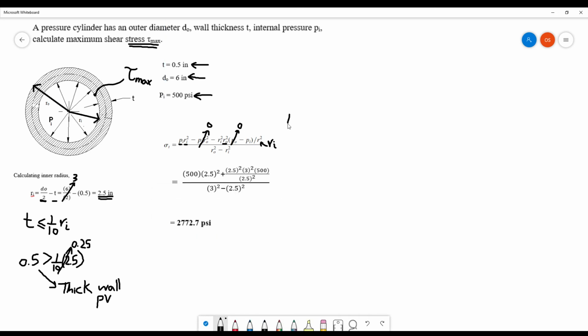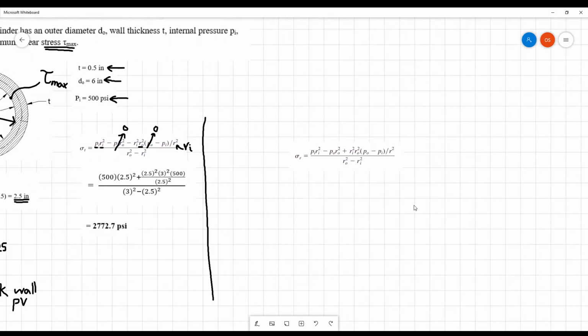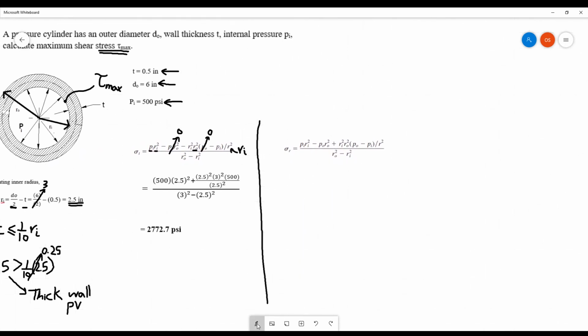Now let's move on to our radial stress, which is governed by this formula. It looks similar. Instead we have a plus instead of minus right here. So same thing, we're going to look at the terms. Our external pressure is 0. And for R, same thing, we're going to plug in RI.